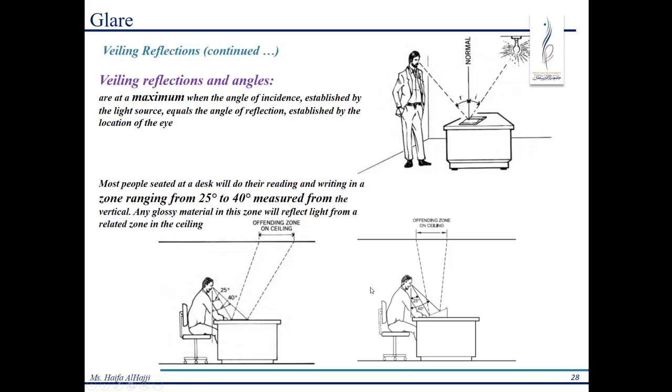Now, the same thing is not going to apply. So I can put the lighting here, I can put it here, I can put it here, but I can't put it in this area. So we call this zone the offending zone on the ceiling. We call it the offending zone.